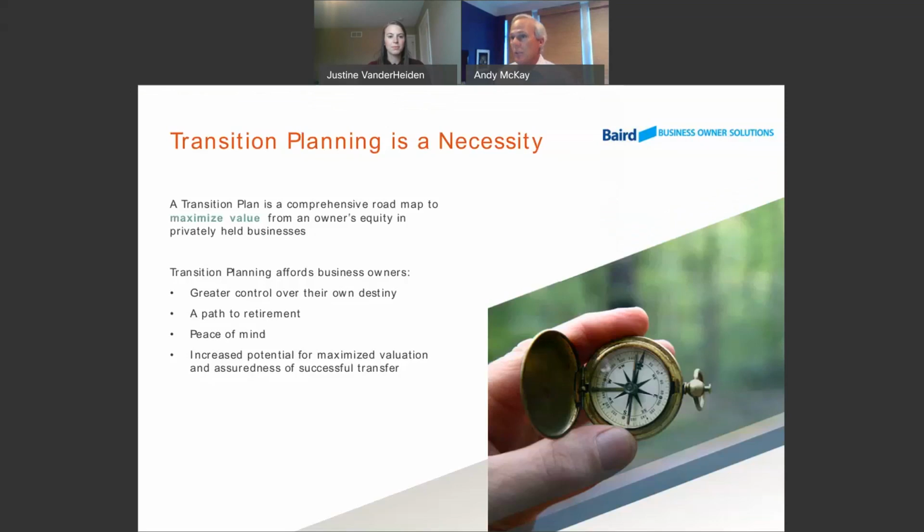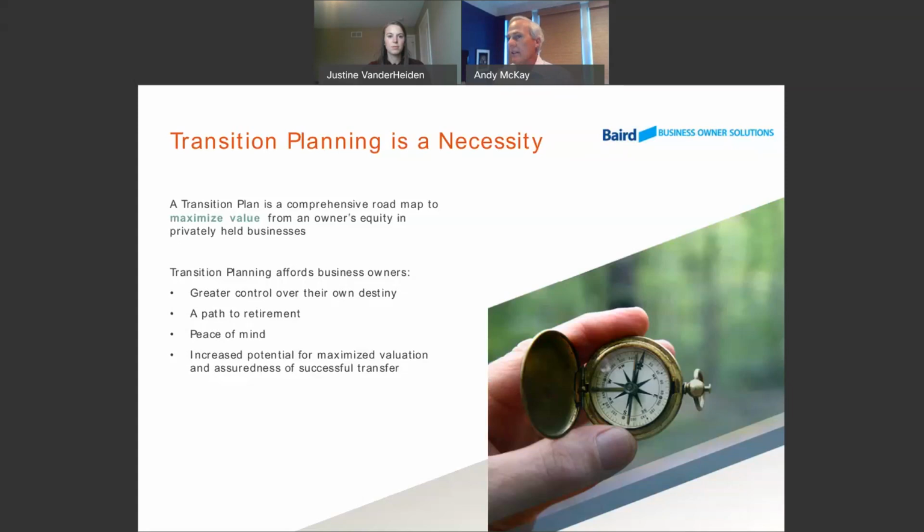So transition planning is really what we think of as a roadmap to help a business owner maximize their value from their business. And in many cases, it is the most significant asset in their portfolio. It generally provides a large source of their income, but it is an asset that to a certain extent is illiquid because it's not one that you can mark to market or figure the value out.